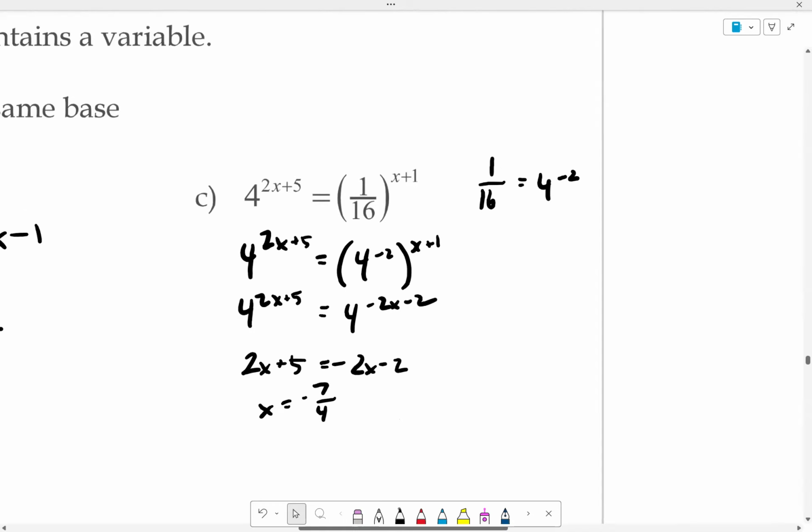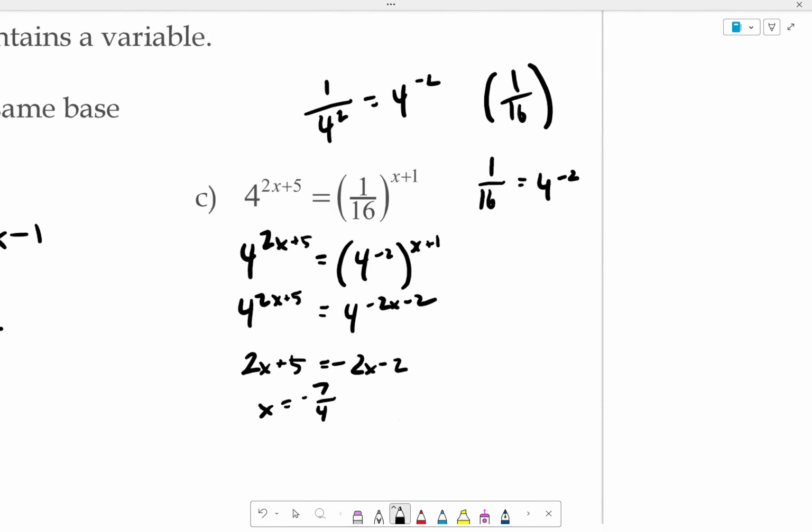Good question. Let's talk exactly about what we're supposed to do. We need either the right to match the left or the left to match the right. What I see when I'm doing this is that 16 is simply 4 squared, isn't it? And then 1 over 4 squared is the same thing as 4 to the negative second power.